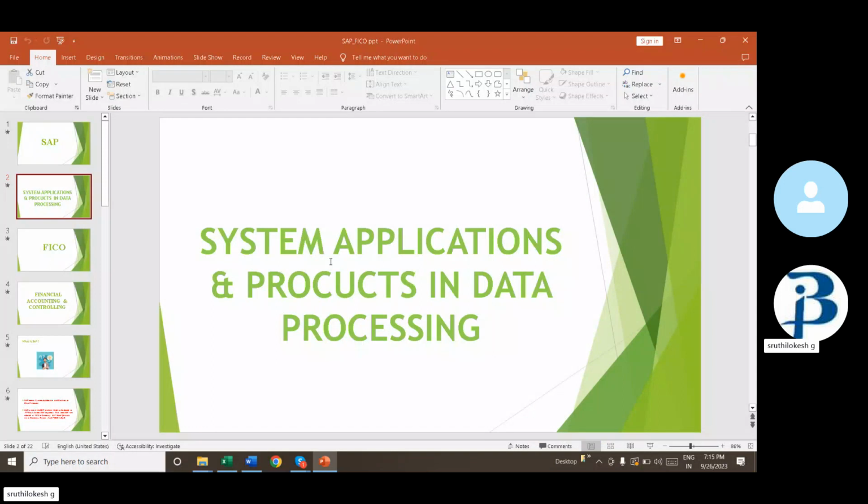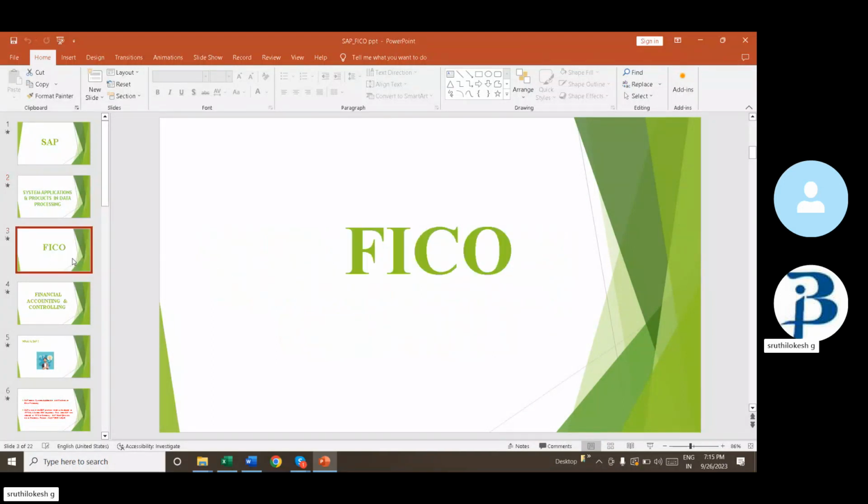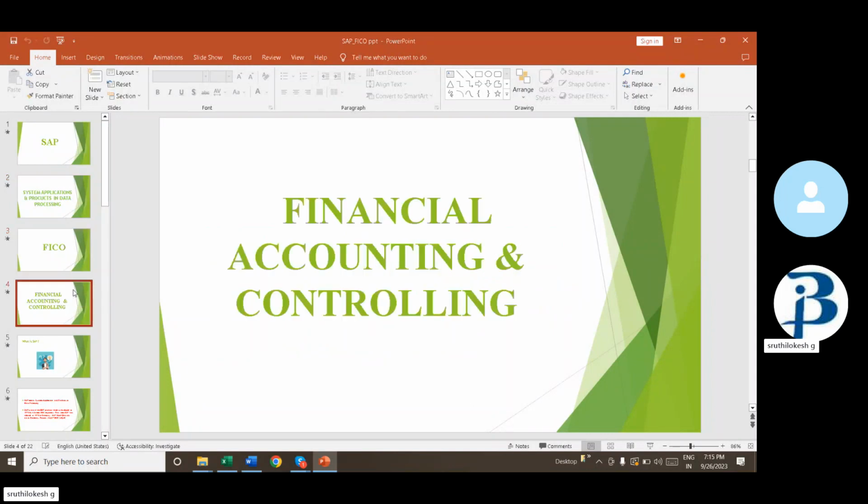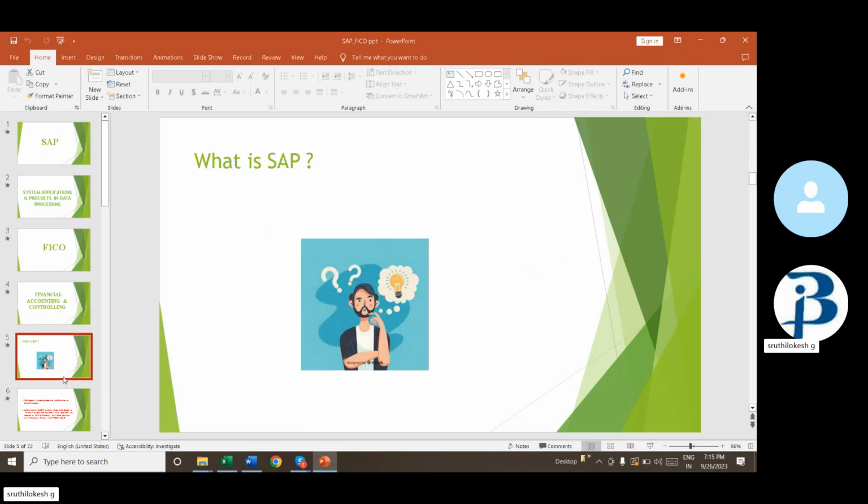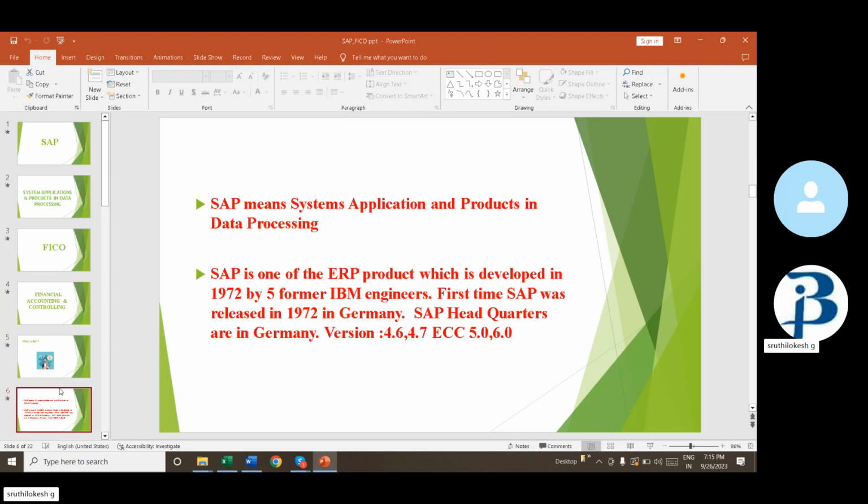So SAP means System Applications and Products in data processing. Next, FICO. FICO means financial accounting and controlling area. First, what is SAP? SAP here is a combination of two parts, FICO: financial accounting and controlling. Both combined make SAP.